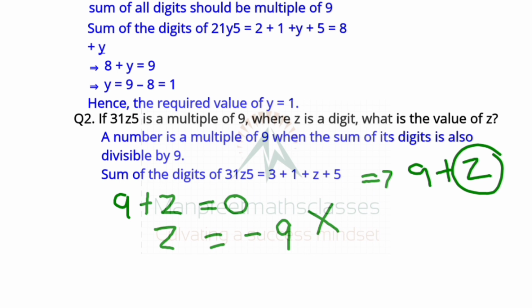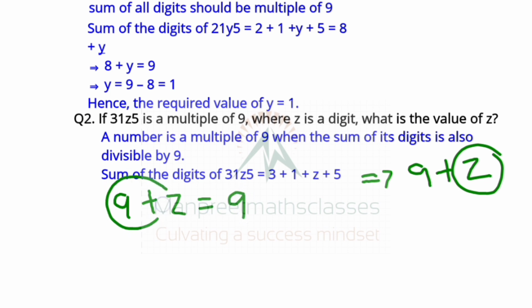So let us take now its sum to be 9. So 9 plus z gives 9. Now this 9 is an addition. When you transfer this 9, it will go with a negative sign. So 9 minus 9 gives you 0. You can take z is equals to 0.